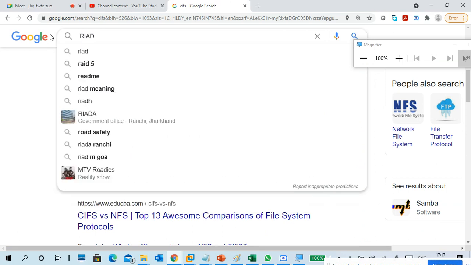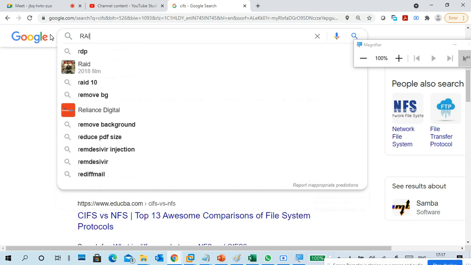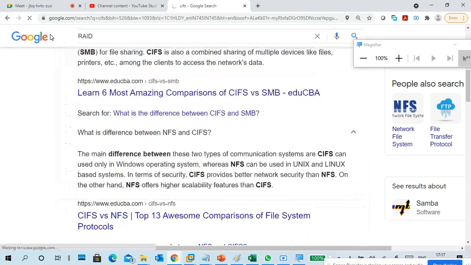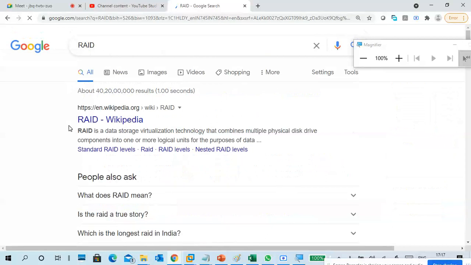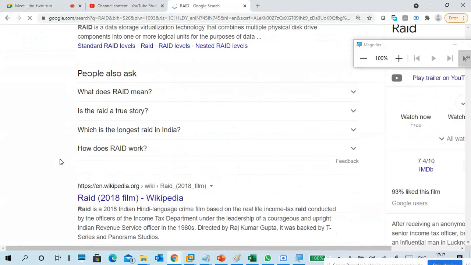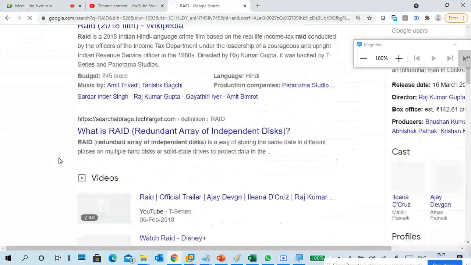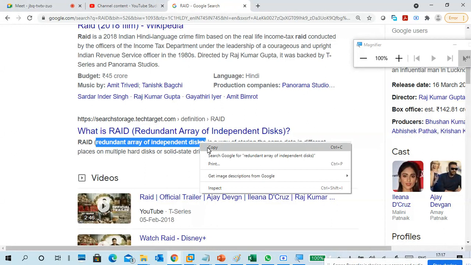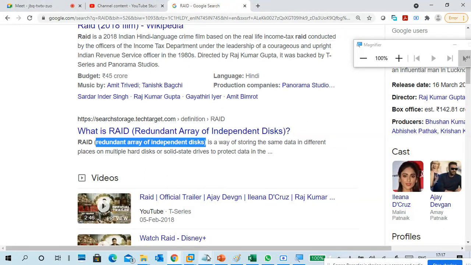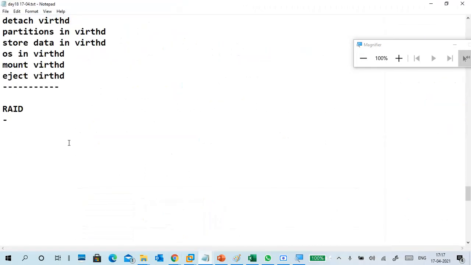RAID. It is showing a RAID movie. Okay, what is it? Redundant Array of Independent Disks, or Inexpensive Disks.